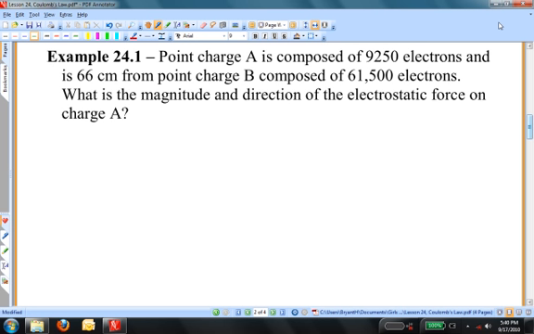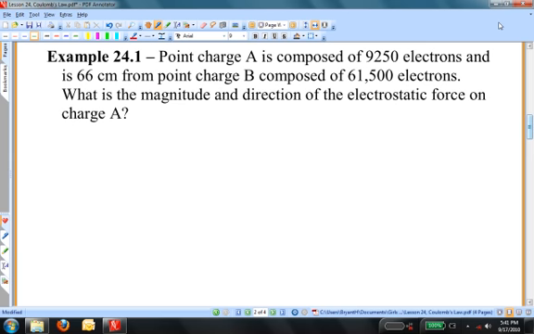Since electrons are elementary charge, and the elementary charge is 1.6 times 10 to the minus 19 coulombs, then we can figure out what is the amount of excess charge on object A. And likewise, we can do that for charge B. We'll need to know those numbers in order to put them into Coulomb's law.